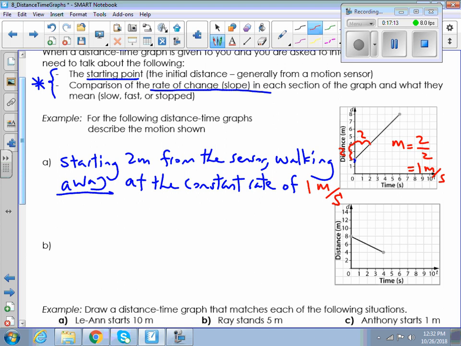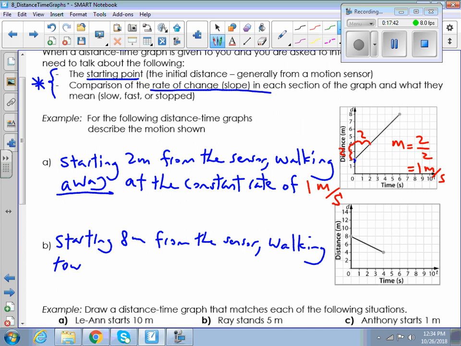I want all of you to try part B, and then we'll take it up. So what do I say here? Adam? Starting 8 meters from the sensor. Okay, let me write this. So starting 8 meters from the sensor. Okay. Walking towards at the constant speed. Very good. So it's going down, so it's walking toward. So walking toward it, towards it, at the constant rate of, now I need to find my slope.